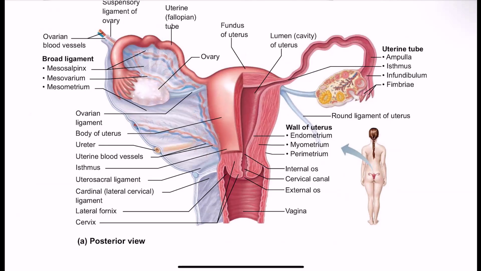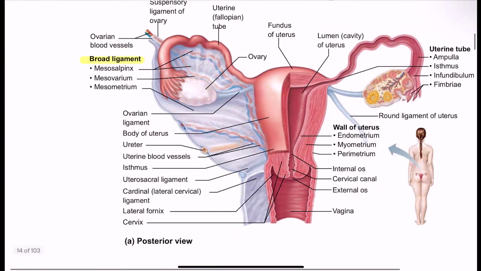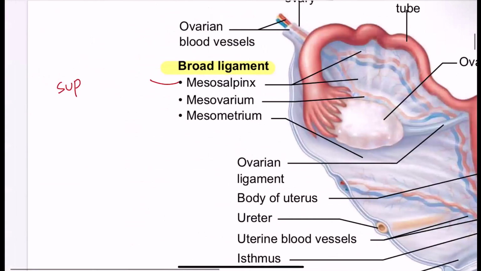So one of the big ones is the broad ligament. The broad ligament consists of three major parts. But the broad ligament is like all of this stuff. All of that stuff, that's the broad ligament. The broad ligament consists of the parts that support the uterine tube. So supports, I'll zoom in.